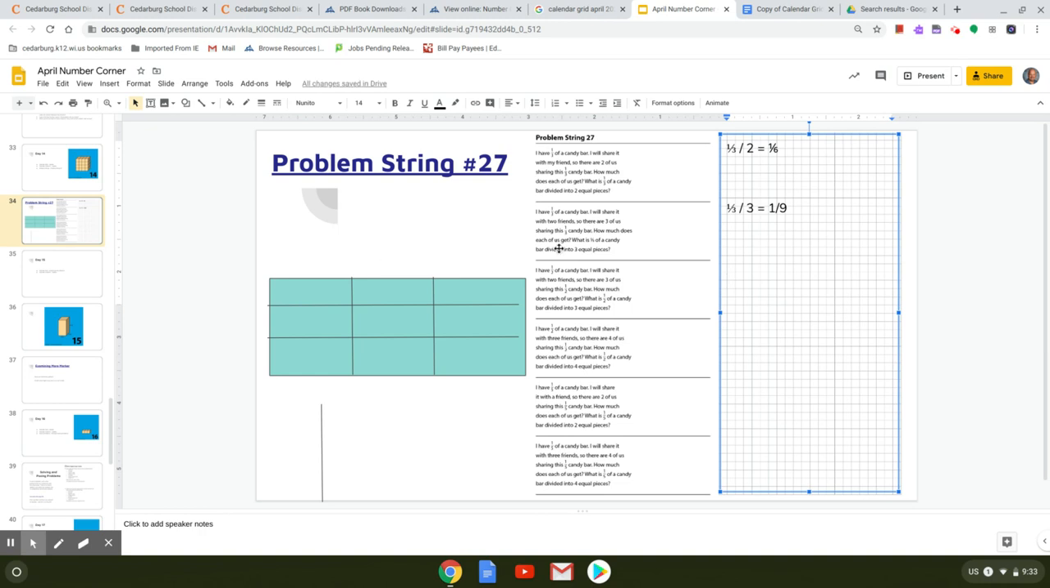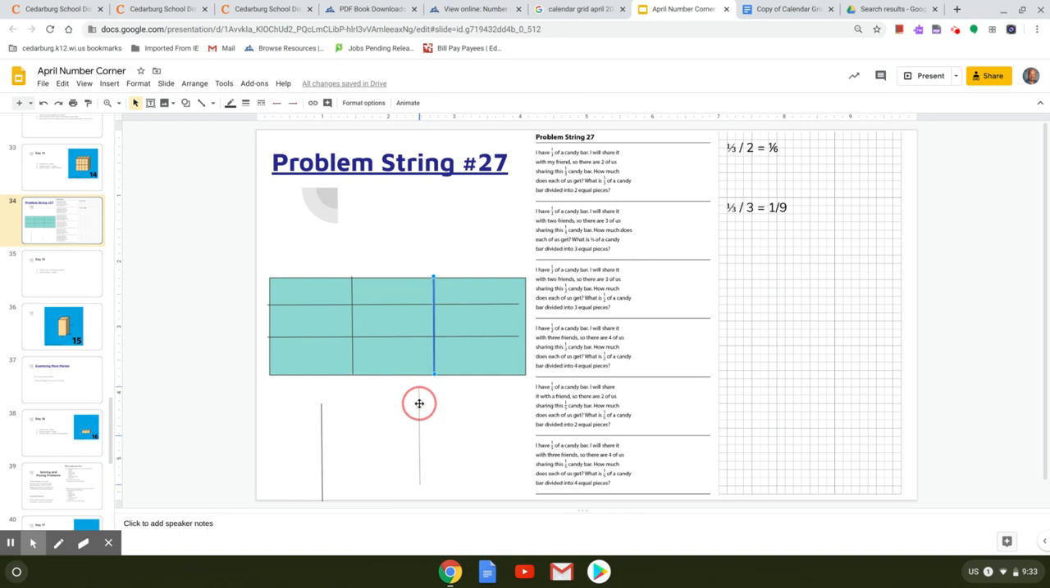All right. So it says, I have one half of a candy bar. I will share it with two friends. So there's three of us sharing one half of a candy bar. Well, there's three friends, correct? And if we change this to one half, there we go. Oh, I should increase that a little bit more.